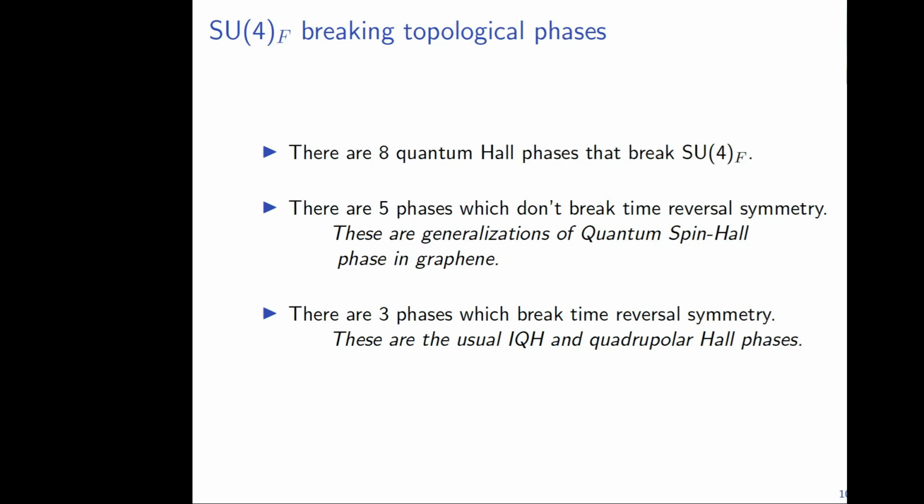And then there are three phases which break time reversal symmetry and also break SU(4). These are also topological phases, where one of them is the conventional integer quantum Hall. In another case, you can have a quadrupolar Hall phase. This is a new kind of phase which is absent in graphene, because you cannot have a quadrupolar moment with spin halves, but with spin three halves you can have a quadrupolar moment.